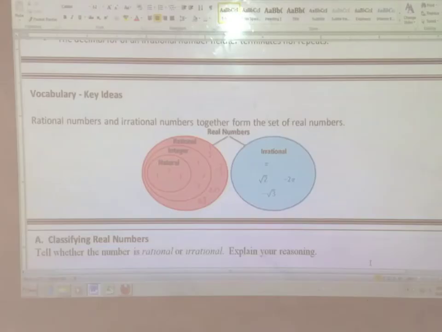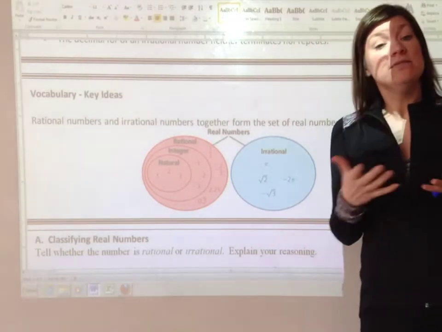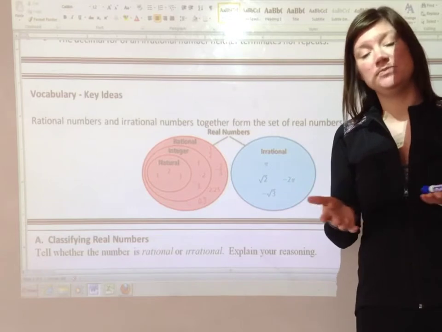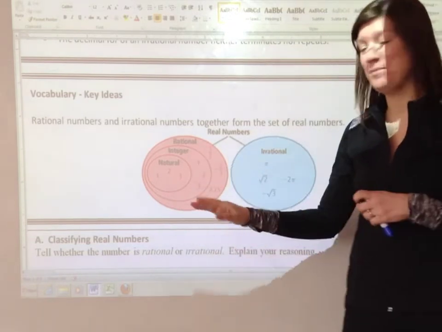Part 2 of the key vocabulary terms. Alright, now we're going to start talking about key vocabulary words that you might have just forgotten in the past. So I made a Venn diagram. Hopefully you remember that from elementary school.